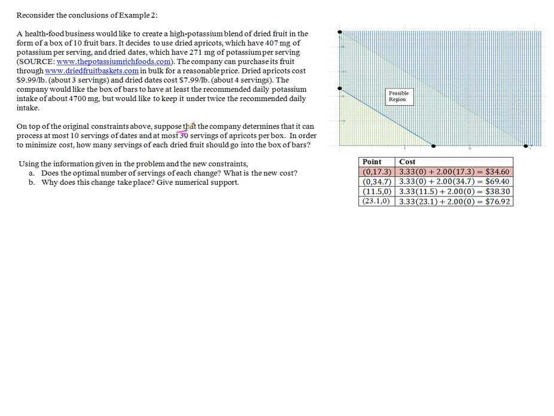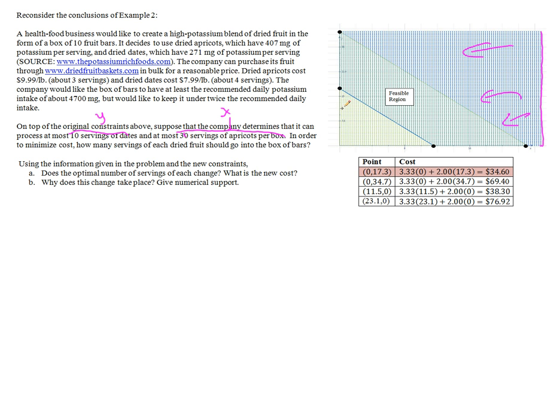So this value was our x, and this is what we were calling our y, the number of dates. Now it's at most 30 servings of apricots per box. So that means that somewhere over here, this is 16, so 30 would be somewhere over here, and since that's an x value, that's going to be a vertical line, and the feasible region will be this way. That doesn't really seem to affect anything because this is still the feasible region. However, now we're saying that they can process at most 10 servings of dates.